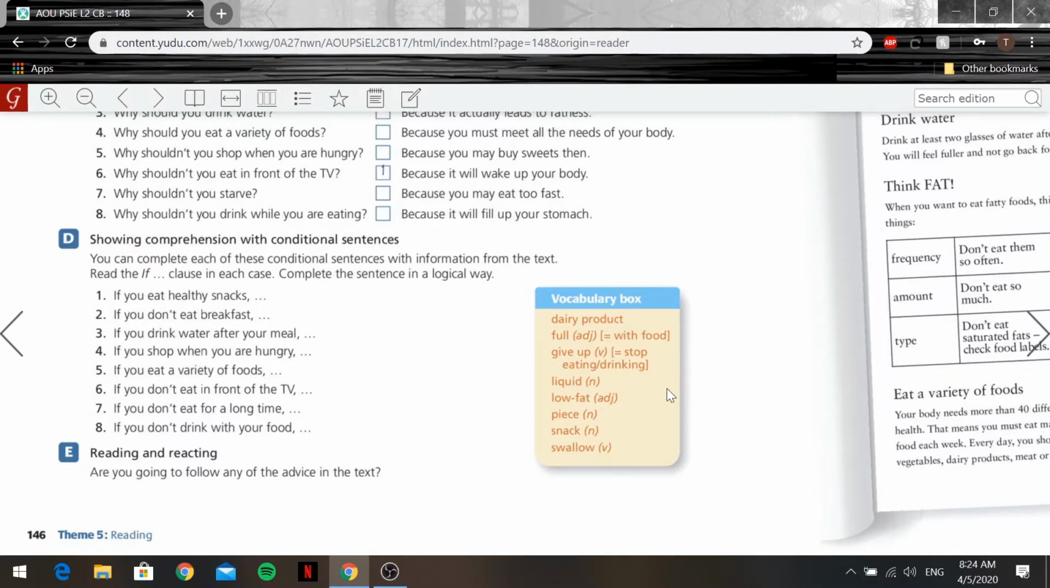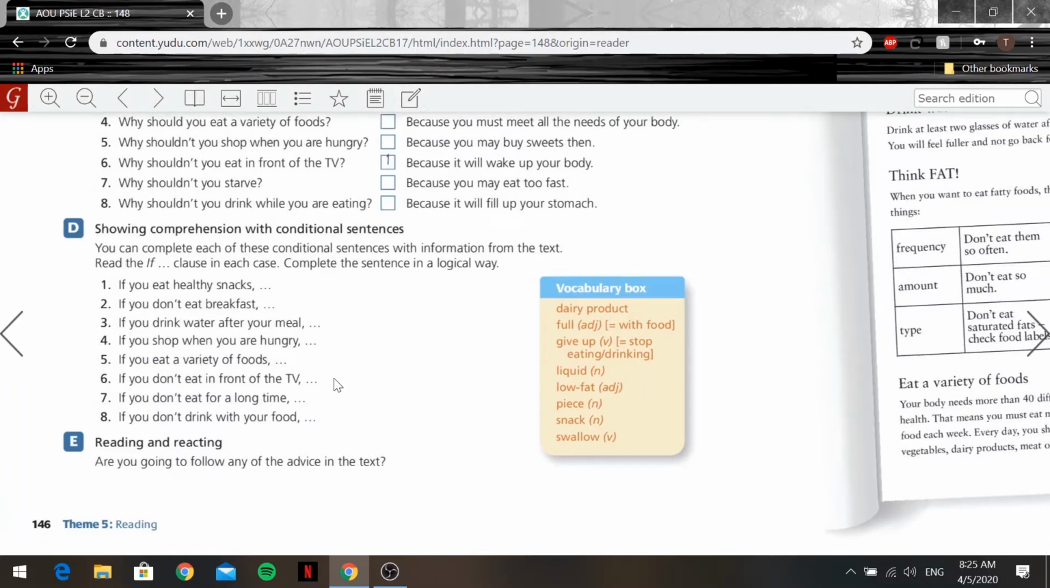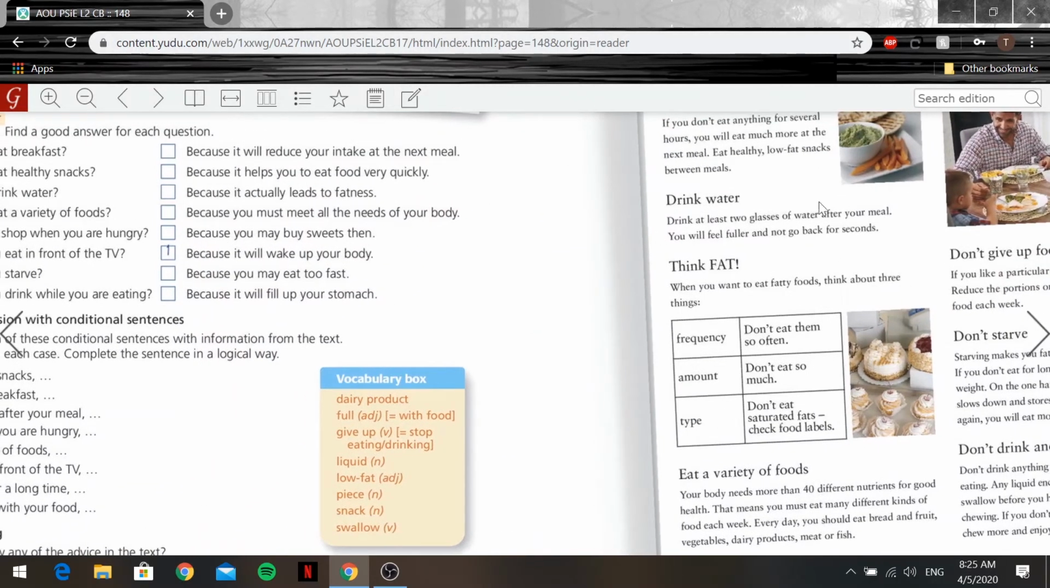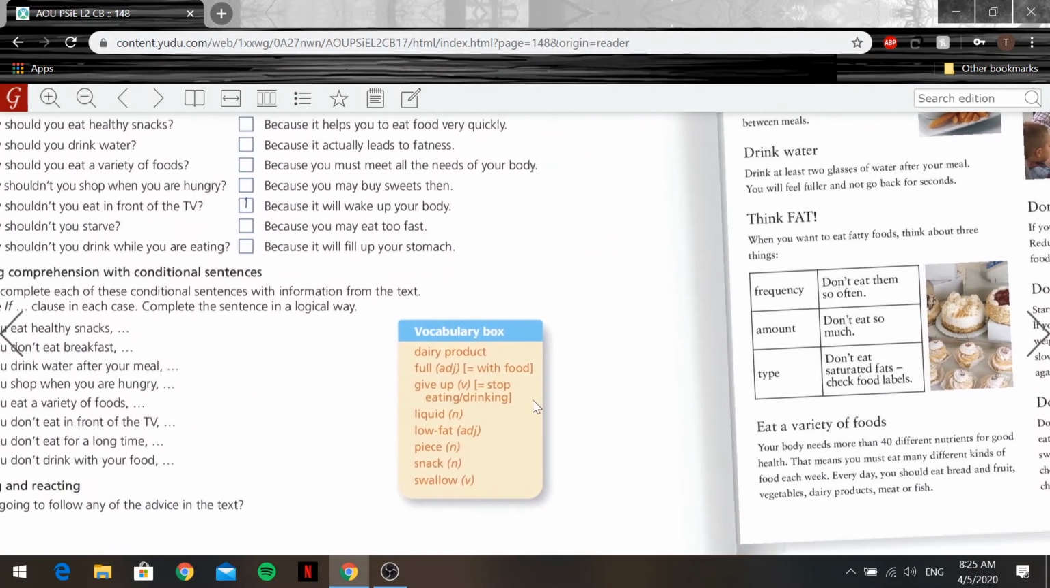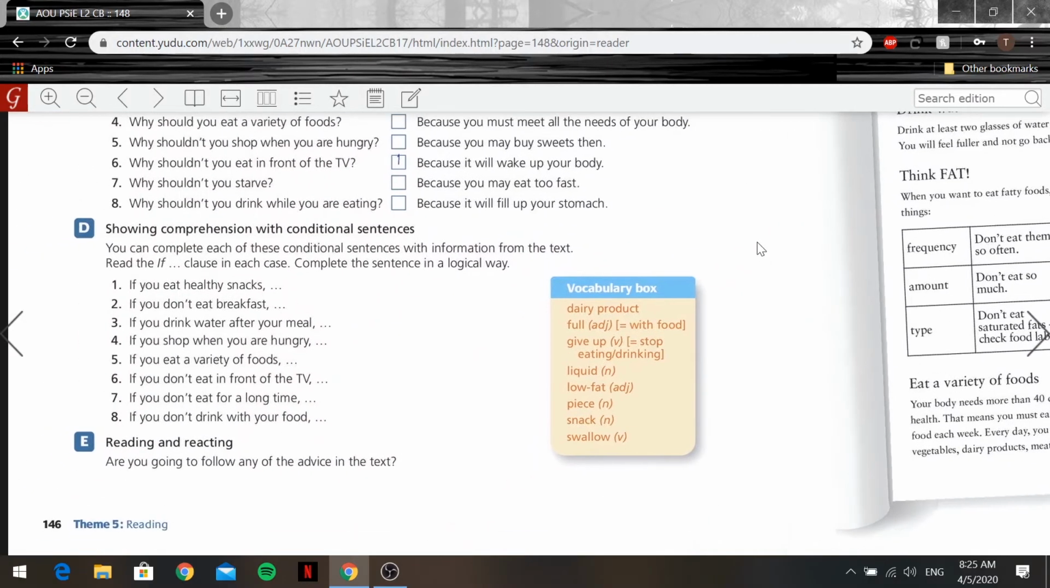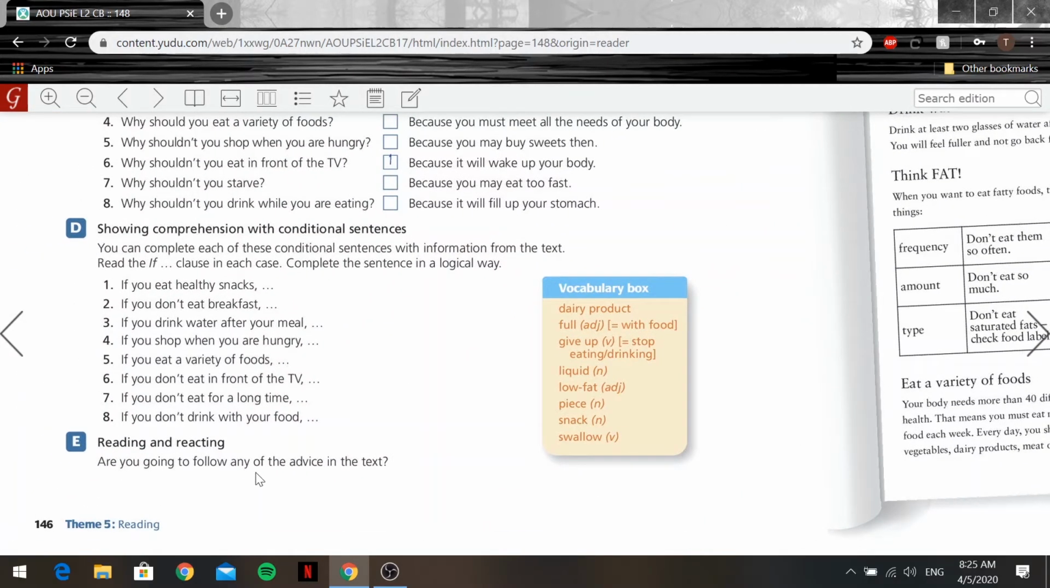Here we have dairy products, full, give up, liquid, low fat, peace, snack, and swallow. Okay? Exercise E, reading and reacting. Are you going to follow any of the advice in the text? Obviously, this is going to be up to you. Me personally, no. All the information here has been debunked. Okay, I think that's the right word here. So I don't agree with any of the stuff that's written here. But hey, you do you. So let me know about the advice, whether you're going to follow it or not. And yeah, that's the second part.